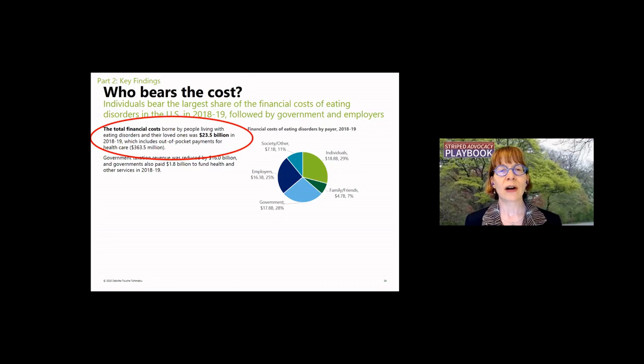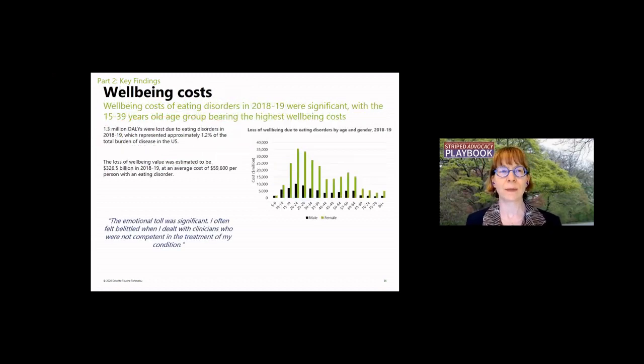So who bears the cost? Total financial costs borne by individuals with eating disorders and their loved ones, we estimate at $23.5 billion. So this is out-of-pocket payments. This is over $23 billion out of people's pockets because the healthcare system has let them down and is not covering the full care that they need.